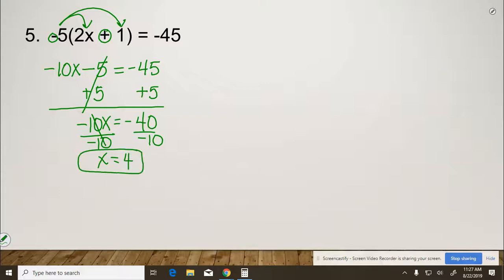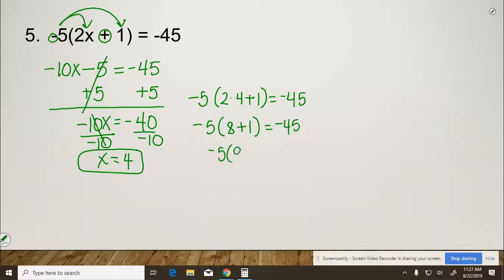And again, I could quickly check my work by replacing the x in the original equation by 4. So we have negative 5 times 2 times 4 plus 1 equals negative 45, which is negative 5 times 8 plus 1 equals negative 45, which is negative 5 times 9 equals negative 45, which is correct.